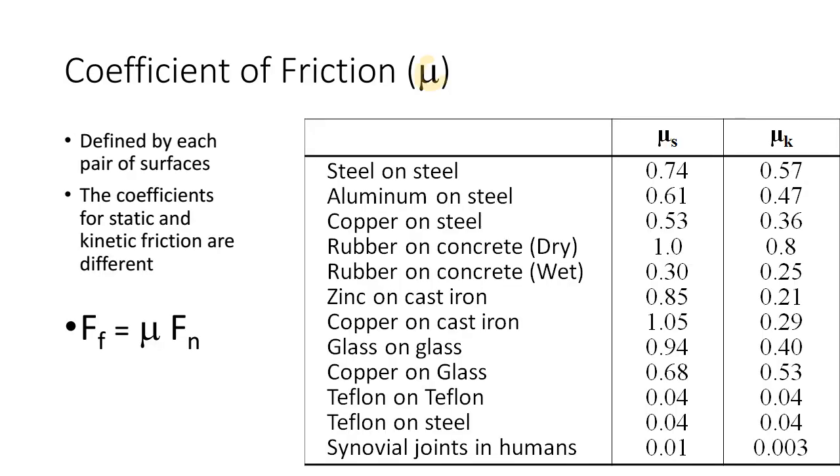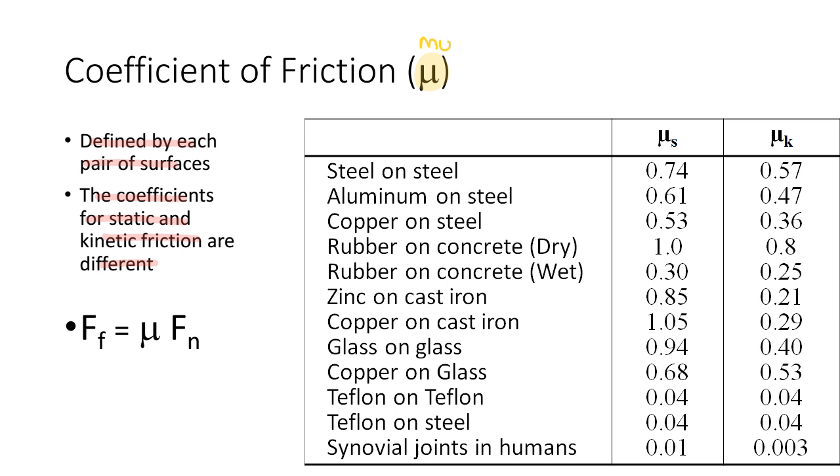The coefficient of friction is represented by the Greek letter mu. The coefficient of friction is defined by each pair of surfaces, and the coefficients for static and kinetic friction are different. You'll notice in this graph that the static friction is always larger than the kinetic friction. And once again, that's because in static friction, you have to overcome the inertia of a stopped object.